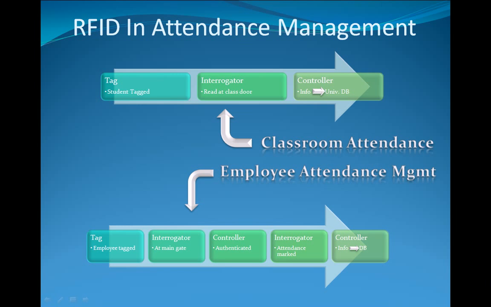The second is employee attendance management. Each employee is tagged. There is a reader at the gate of the company. Each employee coming in is identified and his authentication is stored in a database at a central server. The database can be accessed by the controller or the PC.